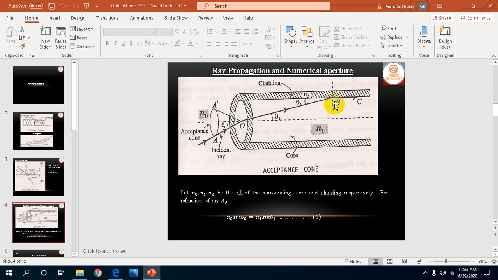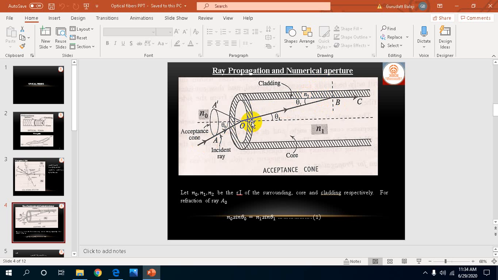At such incidence, the refracted ray enters into the cladding region, travels along the thickness of the cladding and emerges into the surroundings. So when it is equal, it grazes. When it is greater than the critical angle of incidence, it undergoes total internal reflection, and when 90 minus theta 1 is less than the critical angle, it enters into the cladding and emerges out. So these are the three possibilities.